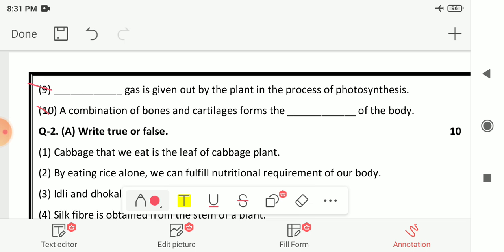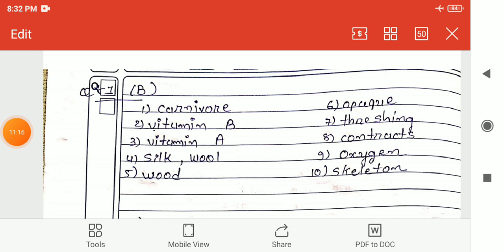So it forms skeleton of the body. So here your answer is skeleton. The combination of bones and cartilage forms the skeleton of the body. So here your question number 1B, fill in the blanks, gets over. Here the answers for these blanks are given to you. Now next question is question number 2A.